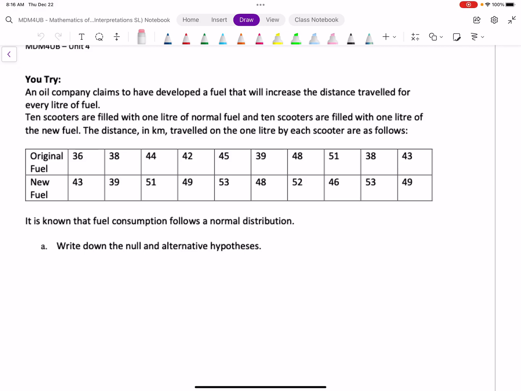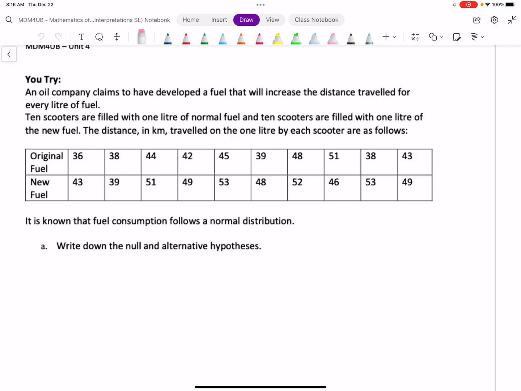Okay, so we'll try the last question here. Let me just bring up my notes. The setup for this question is really similar, except in this case, we have raw data. Raw data just means that it hasn't been organized or analyzed at all.